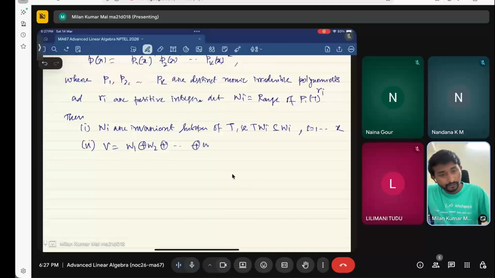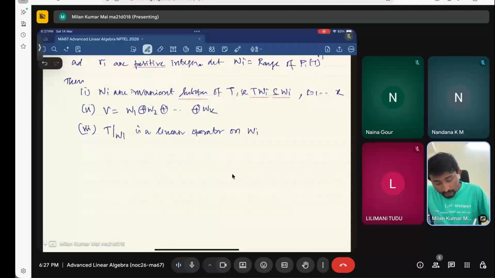T restricted to Wi is a linear operator on the subspace Wi whose minimal polynomial is Pi to the power Ri. This is a very interesting and important point, and you have to understand what it is trying to say. We can solve many problems using these statements, but you have to understand what it is trying to say.